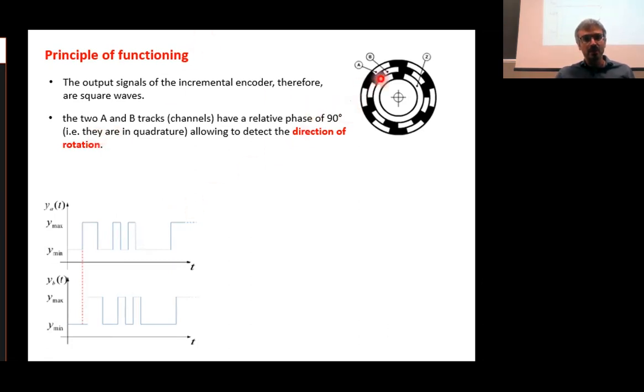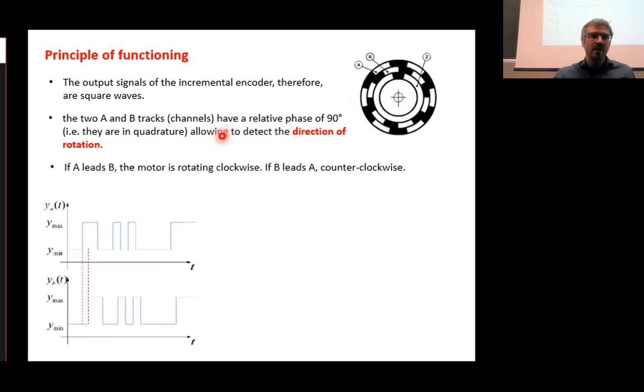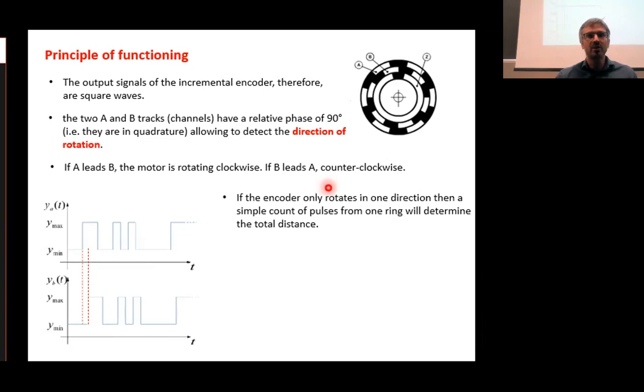While having two tracks of openings, shifted by 90 degrees, we know that whenever one is rising and the other one is rising after that, we know the direction of rotation. If the A signal leads the B signal, then the encoder is rotating clockwise. If instead the B signal is leading the A signal, then it's rotating counterclockwise. So by this trick, we can detect also the direction of rotation. And with our electronics, we can decide whether to add the count or subtract the count to the one that we computed before.